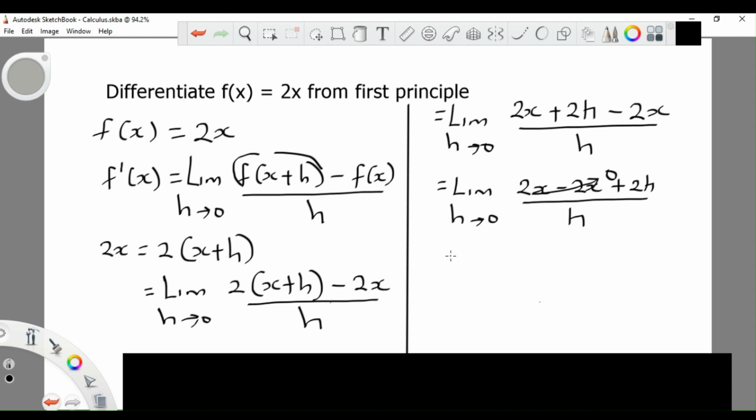So therefore we have the limit as h tends to 0 of 2h over h. What next? We can cancel h. So what we are left with is just 2. So therefore, the differentiation of f of x equal to 2x is 2. So this is our answer.